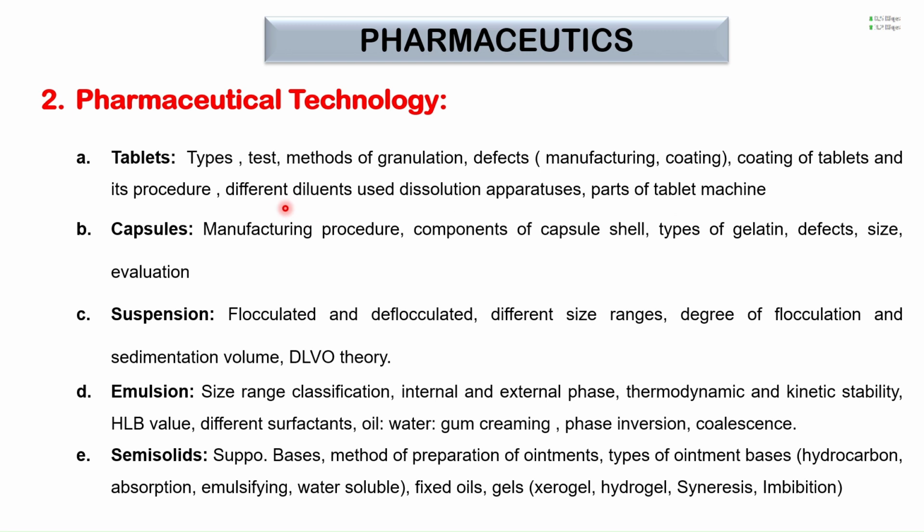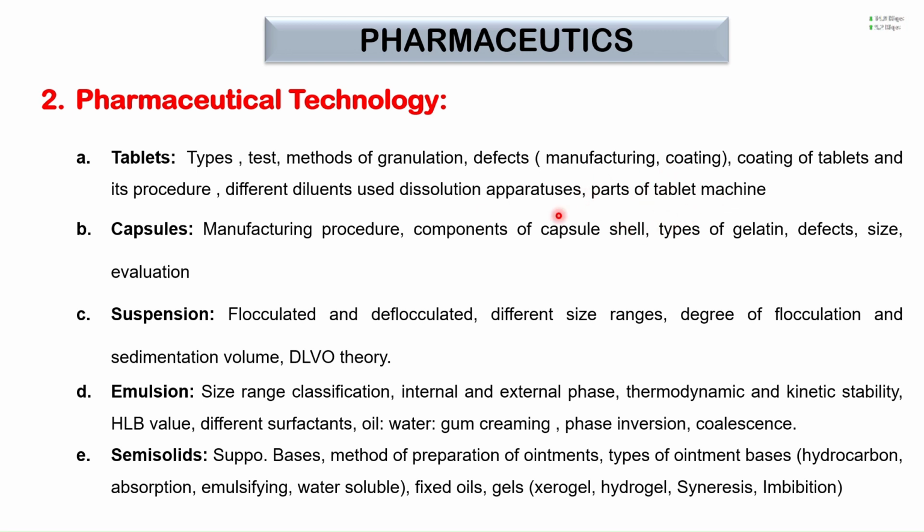Different diluents like bulking agents and disintegrants. You must read all those, and the dissolution apparatus that are used for testing the dissolution of tablets. You must also go through that. Parts of tablet machine like turret, hopper, die, upper and lower punches.